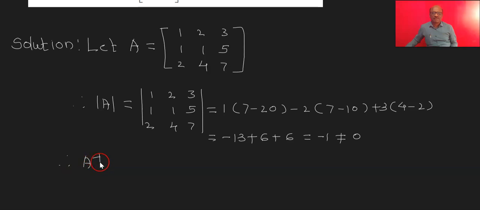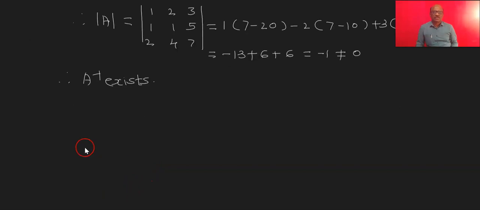Therefore A inverse exists. Now consider A into A inverse, that is equal to R.